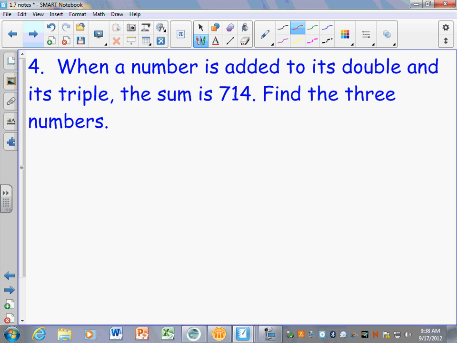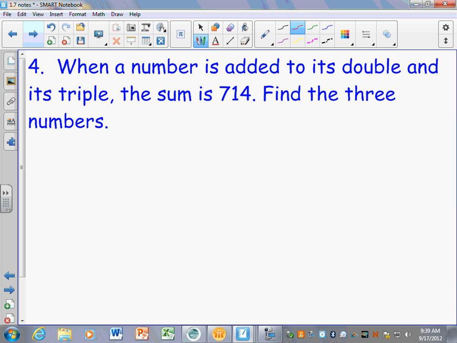Again, I don't just want the numbers. The directions say write an equation and then solve it. So on a test, that's probably like a 4 or 5 point question, because 2 or 3 of those points are going to come from just writing the equation correctly, and then the rest are going to be from solving it. Again, you can pick whatever letter you want. I'm probably going to pick N because I'm talking about a number. A number is added to its double and its triple. The sum is 714.